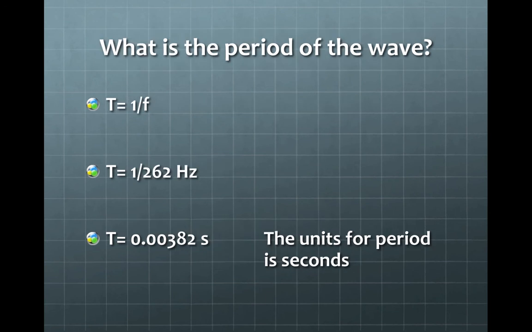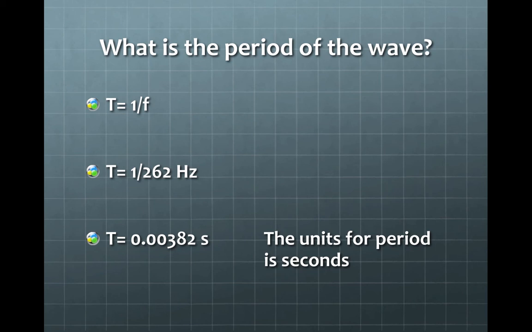Our final problem is what is the period of the wave, or how long does it take for one wavelength to pass? So the equation we will be using is t equals 1 over f. T is the period, and f is the frequency that we were given at the beginning of the problem. So our equation will look like this.